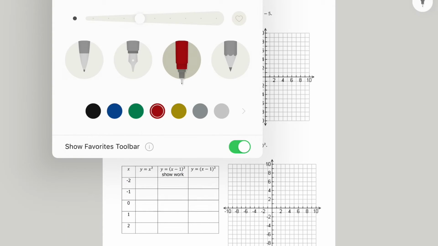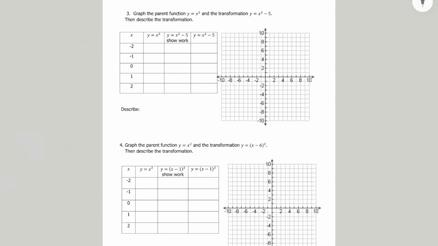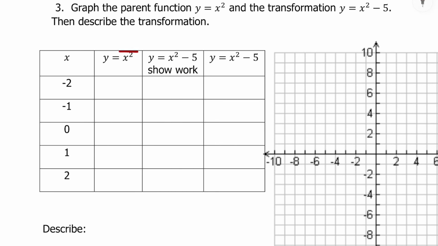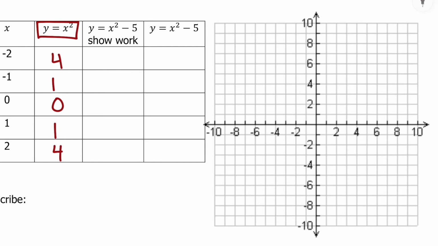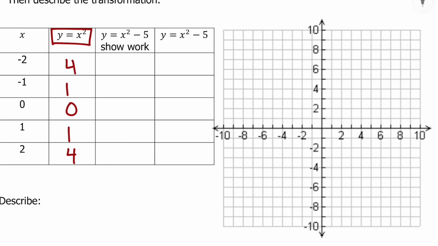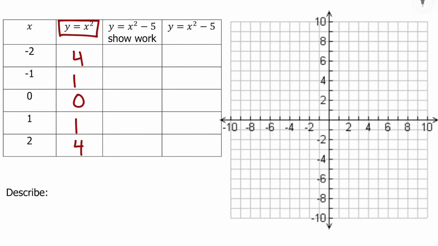All right, so on the next page, let's get our red set up here. It says graph the parent function y equals x squared. So we've done this already, so we're going to say 4, 1, 0, 1, 4, and this is all coming from the front page. If you didn't remember that, you could just do -2 squared, get 4, and so on. So now the graph is a little bigger on this one because we need a little more space for what's going to happen next. So I'm going to say -2, 4. The first part is going to be the same. -1, 1, 0, 0. Oh, that's a little off. 1, 1, and 2, 4. So I'm going to draw extended because it is going to keep going.